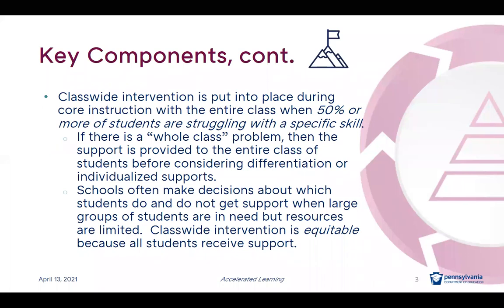Schools often make decisions about which students do and do not get support whenever large groups of students are in need of services and support, but resources are limited. In this way, class-wide intervention is equitable because all students receive support. If the majority of the class is struggling with a skill, even when we have some students who are doing okay with it, they probably still can benefit from some extra support, and it will not hurt even some of the higher performing students to participate in a class-wide intervention.